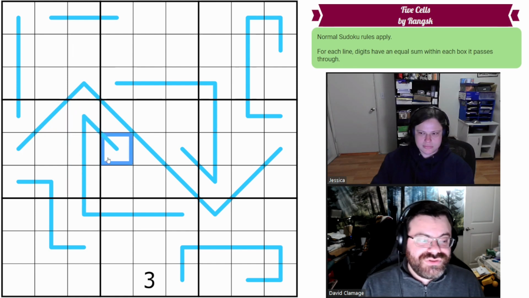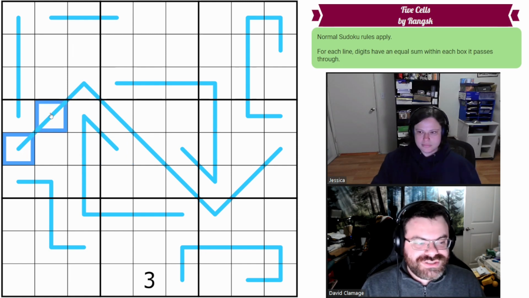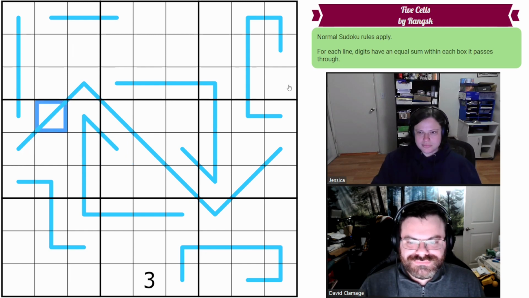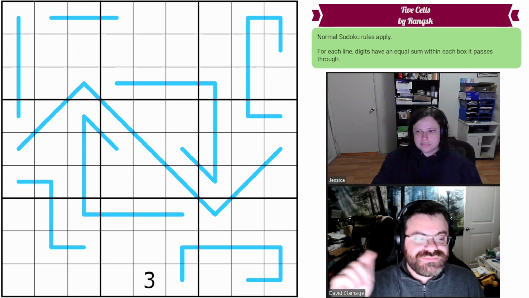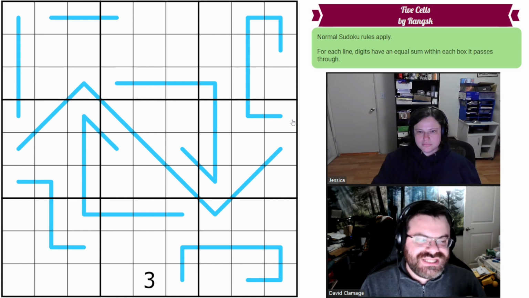So every line is going to go through at least more. When I say region, you might also know that as a box, and the lines will always pass through more than one box, at least two boxes, and the cells that it occupies within those boxes will all sum to the same amount.